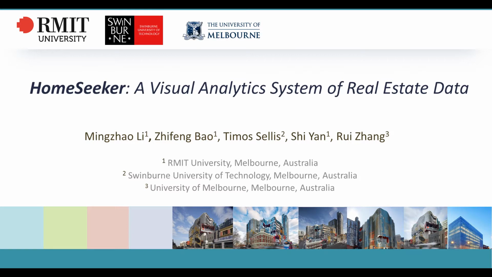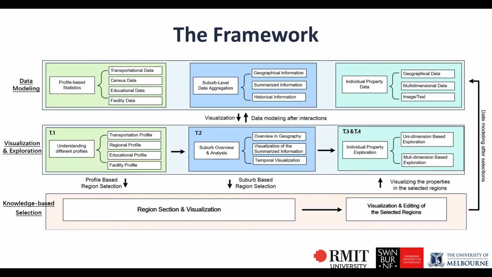We present HomeSeeker, a visual analytics system to help home buyers understand the local real estate market, explore, filter and compare properties based on their personal preferences. We have defined 4 levels of basic domain tasks. Users with different backgrounds of the local real estate market and different requirements can use different combinations of the 4 tasks to find their preferred properties.